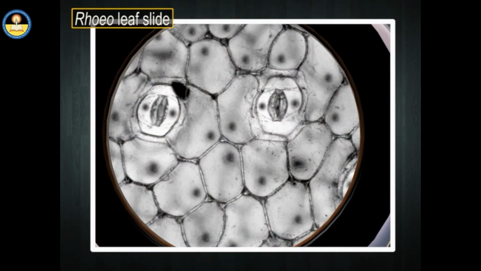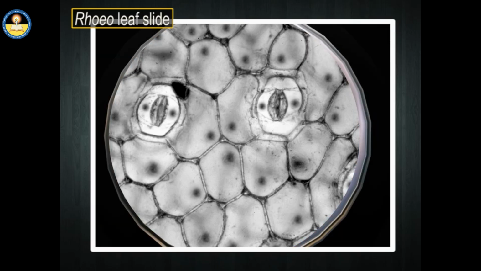Identify individual cells and take note of the following visible structures: cytoplasm, cell wall, stoma, guard cells, and nucleus.